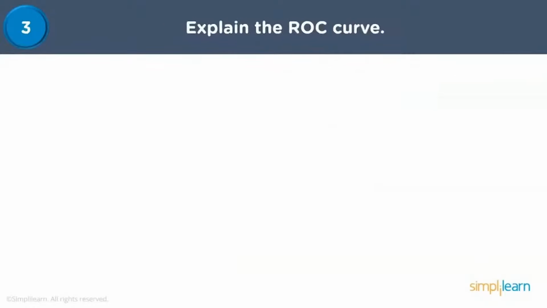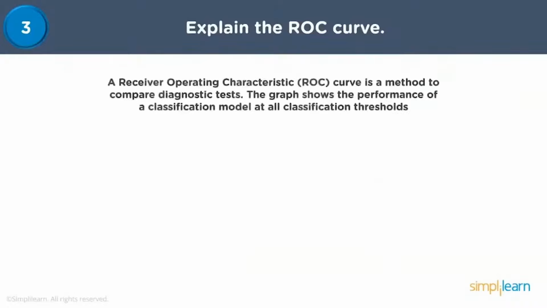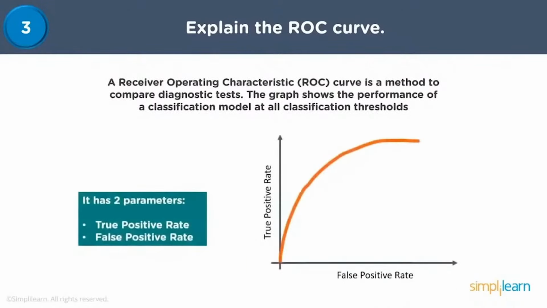Now moving to our third question, which is: explain the ROC curve. Now the ROC curve is one of the most important evaluation metrics for checking the performance of any classification model. ROC stands for Receiver Operating Characteristic. Receiver Operating Characteristic or ROC curve is a method to compare diagnostic tests. The ROC curve is created by plotting the true positive rate against the false positive rate at various threshold settings.